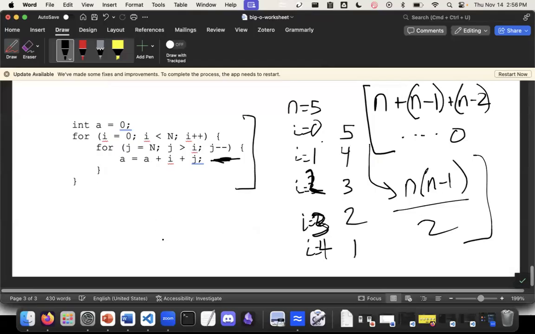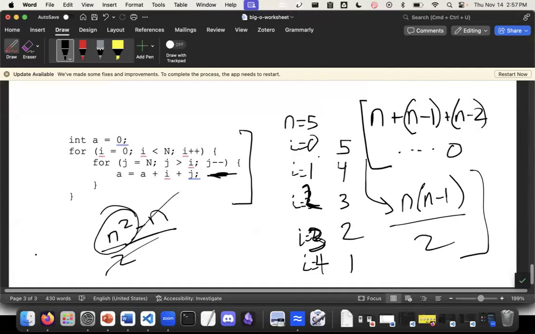And so when we boil it down, we get what? n squared over 2 minus n. And with that, we're throwing away the constants and the smaller term. And so our answer for this is big O of n squared. Okay, any questions on that one?